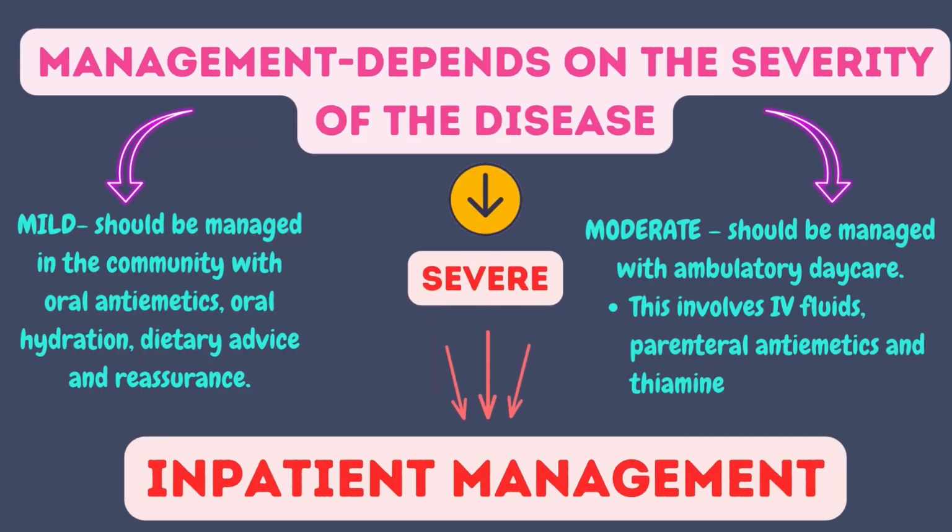Management of hyperemesis gravidarum depends on the severity of the disease. In mild cases, patients should be managed in the community with oral antiemetics, oral hydration, dietary advice and reassurance. In moderate cases, should be managed with ambulatory daycare. This involves intravenous fluids, parenteral antiemetics and thiamine. In severe cases, inpatient management is necessary.